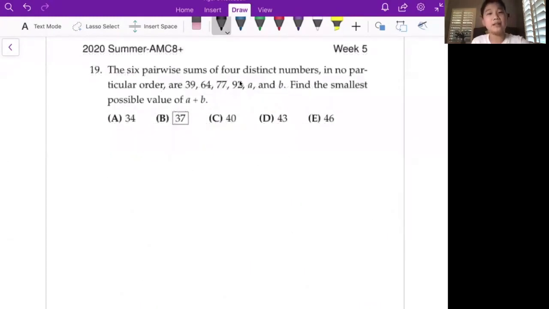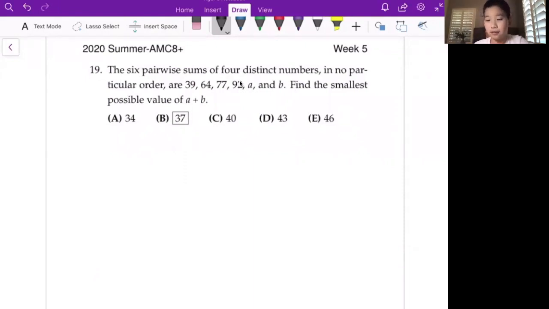Problem 19. The 6 pairwise sums of 4 distinct numbers in no particular order are 39, 64, 77, 92, A, and B. Find the smallest possible value of A plus B.